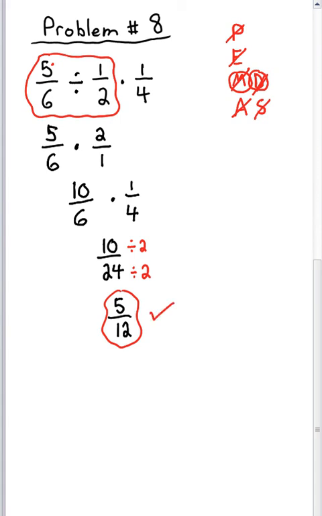And again, the key to this one was to remember that I should divide before I multiply. I need to move from left to right.